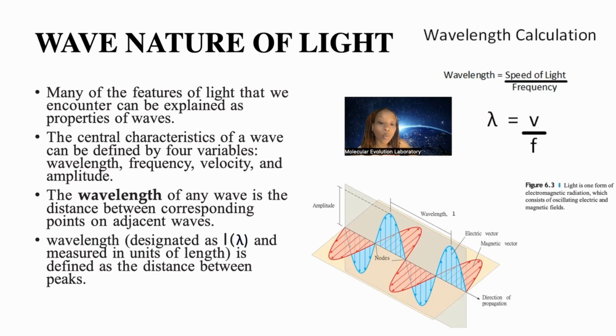The wavelength of any wave is the distance between corresponding points on adjacent waves, measured in units of length. So basically, the wavelength is defined as the distance between the peaks. So here we have the crest of the wave. To find the wavelength of any given wave or part of the wave of light that you see, it would basically be the speed of light divided by the frequency. So here we have lambda equals v, or velocity, which is also the speed of light, divided by frequency. Speed of light is c equals 3 times 10 to the 8 meters per second.